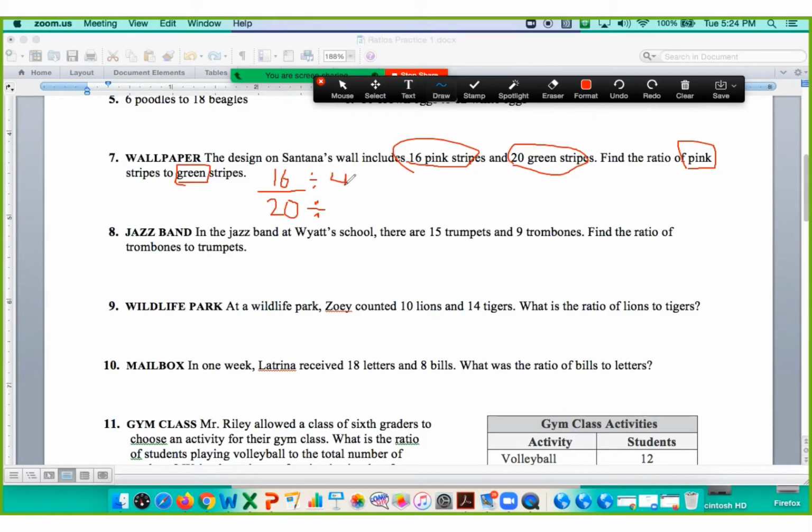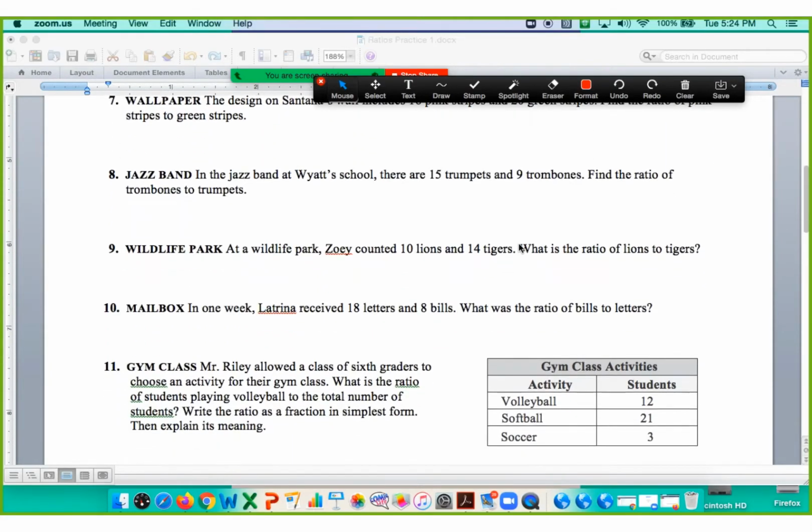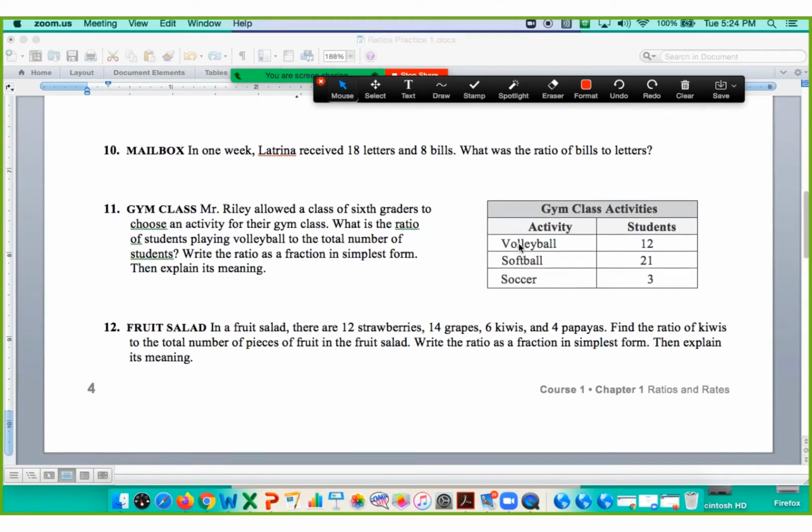It would be 16 to 20. And then we're going to see what we can divide 16 and 20 by. Well, 4 works. So we get 4 over 5. And then we can't simplify it anymore. We can't divide it anymore. So that's the answer. All right, so let's clear this up. Go and do another problem. Maybe a couple more. We'll see.